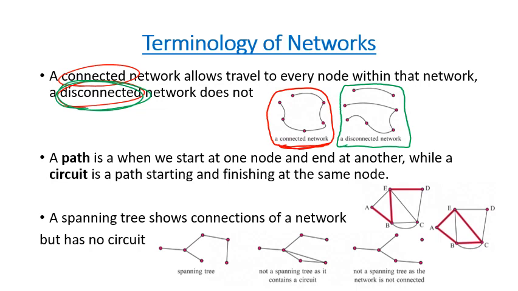The next thing is the difference between a path and a circuit. Now, a path is when we start at one node and we end at another.